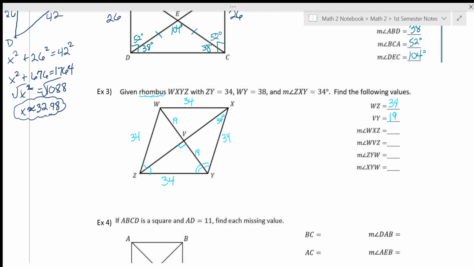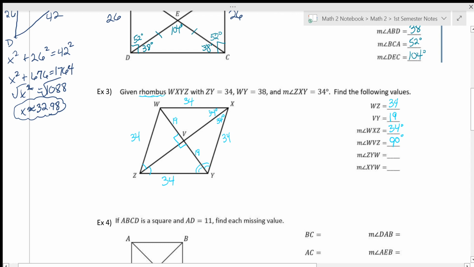WXZ: we know with a rhombus that our angles are bisected. So because we already know that ZXY is 34, then WXZ would also be 34 degrees. WVZ is one of our angles created by our diagonals, which are going to be 90 degrees because the diagonals are perpendicular.